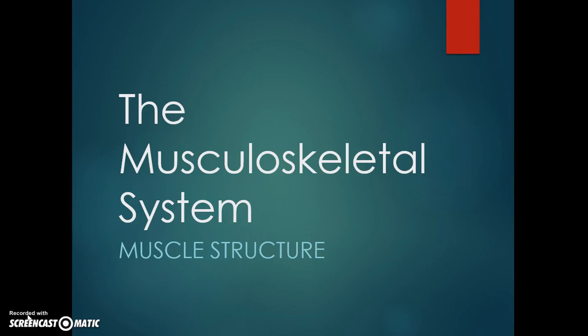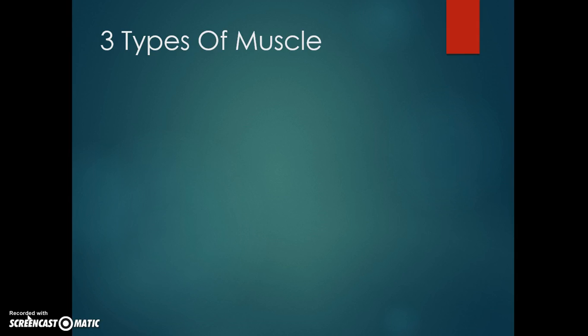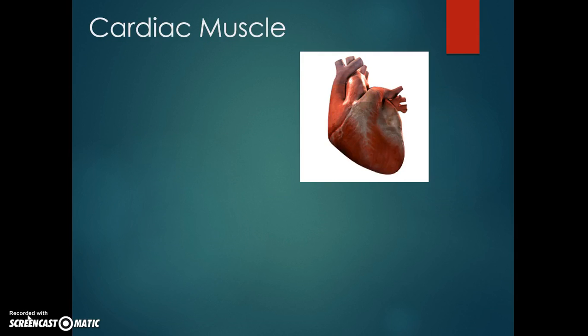So this first video lecture is on the structure of the different types of muscle that we have in the musculoskeletal system. Okay, so we have three types of muscle. First one is cardiac muscle, which is also known as the heart. Second is smooth muscle, which is also known as involuntary muscle. And then the third is skeletal muscle or voluntary muscle. And we're going to look a little bit more in depth at these three different types of muscle now.